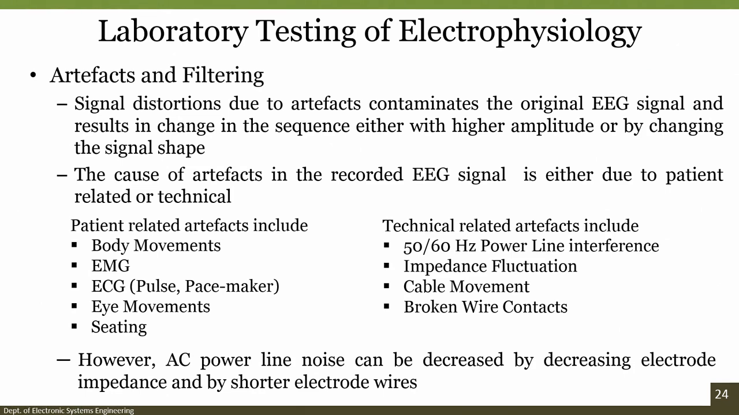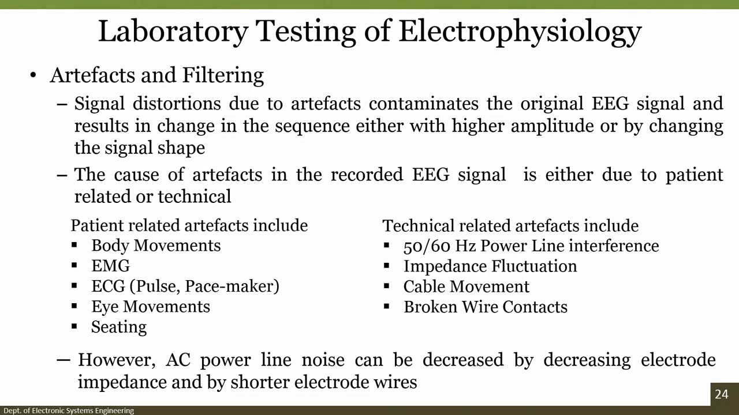The cause of artifacts in the recorded EEG signal is either patient related or technical. So what are the patient related artifacts and what are the technical artifacts? An artifact is a disturbance, it is noise. Patient related artifacts are body movements, EMG, ECG, pulse or pacemaker, eye movement, and sitting posture movement. All of this can create patient related artifacts.